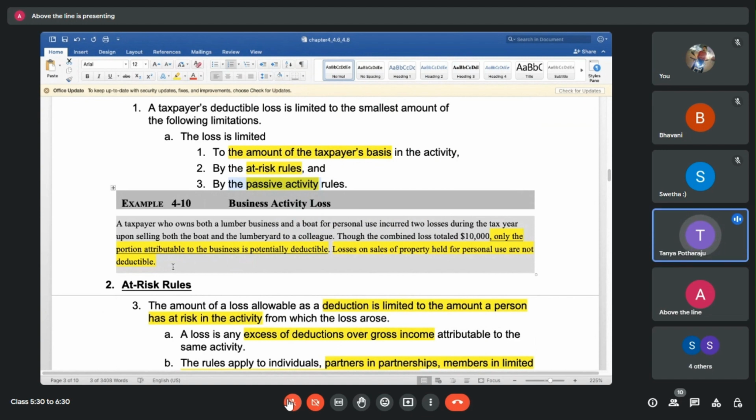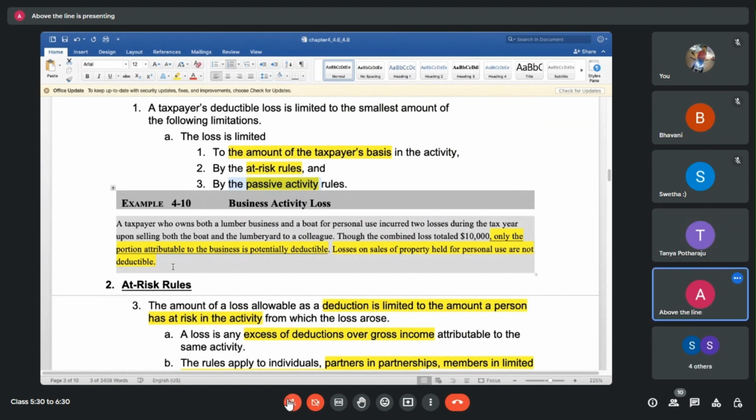A taxpayer who owns both a lumber business and a boat for personal use incurred two losses during the tax year upon selling both the boat and the lumber yard to a colleague. Though the combined loss totaled 10,000, only the portion attributed to the business is potentially deductible. Losses on sale of property held for personal use are not deductible.